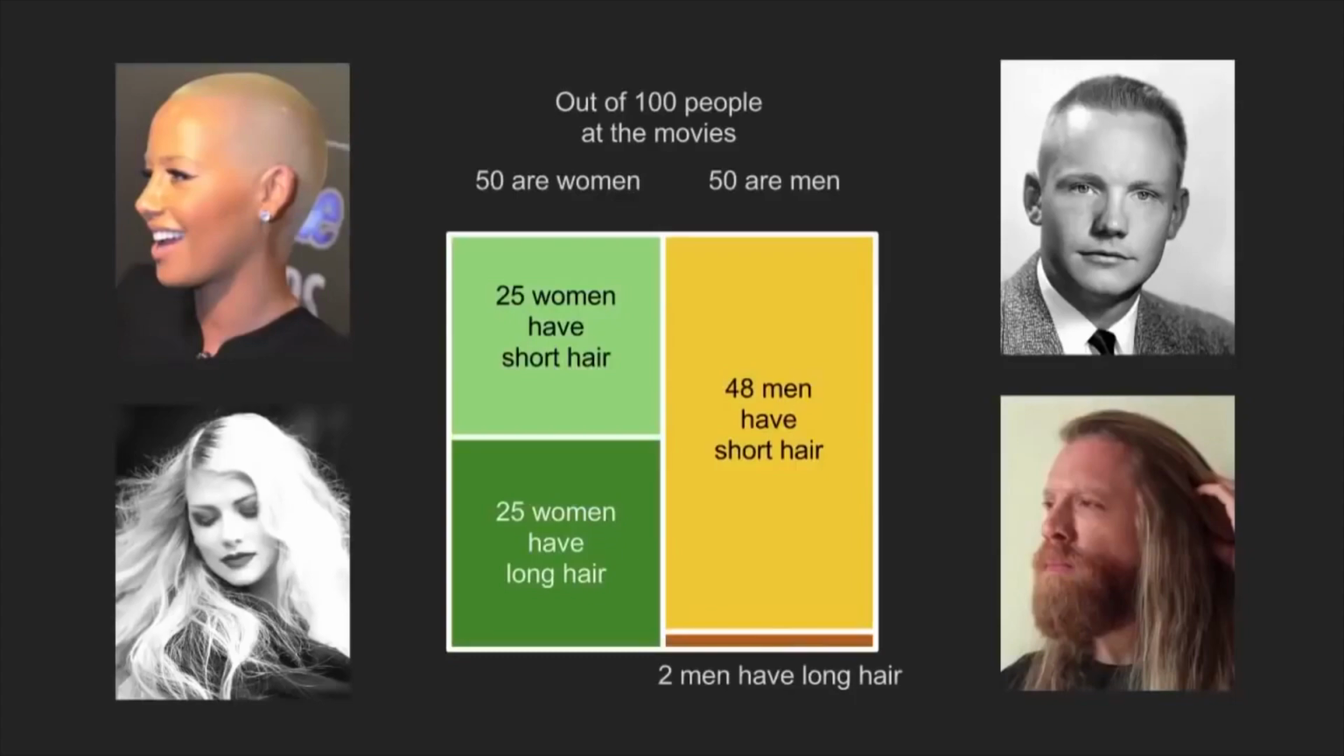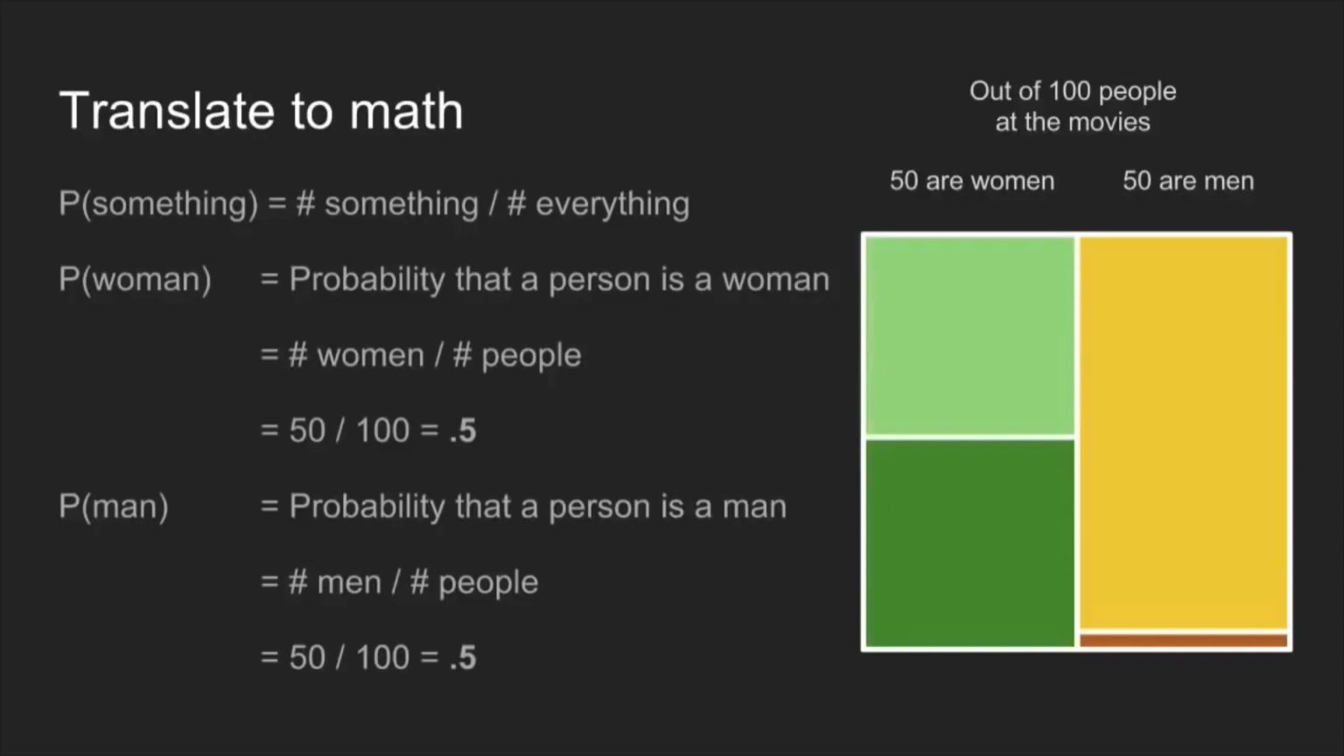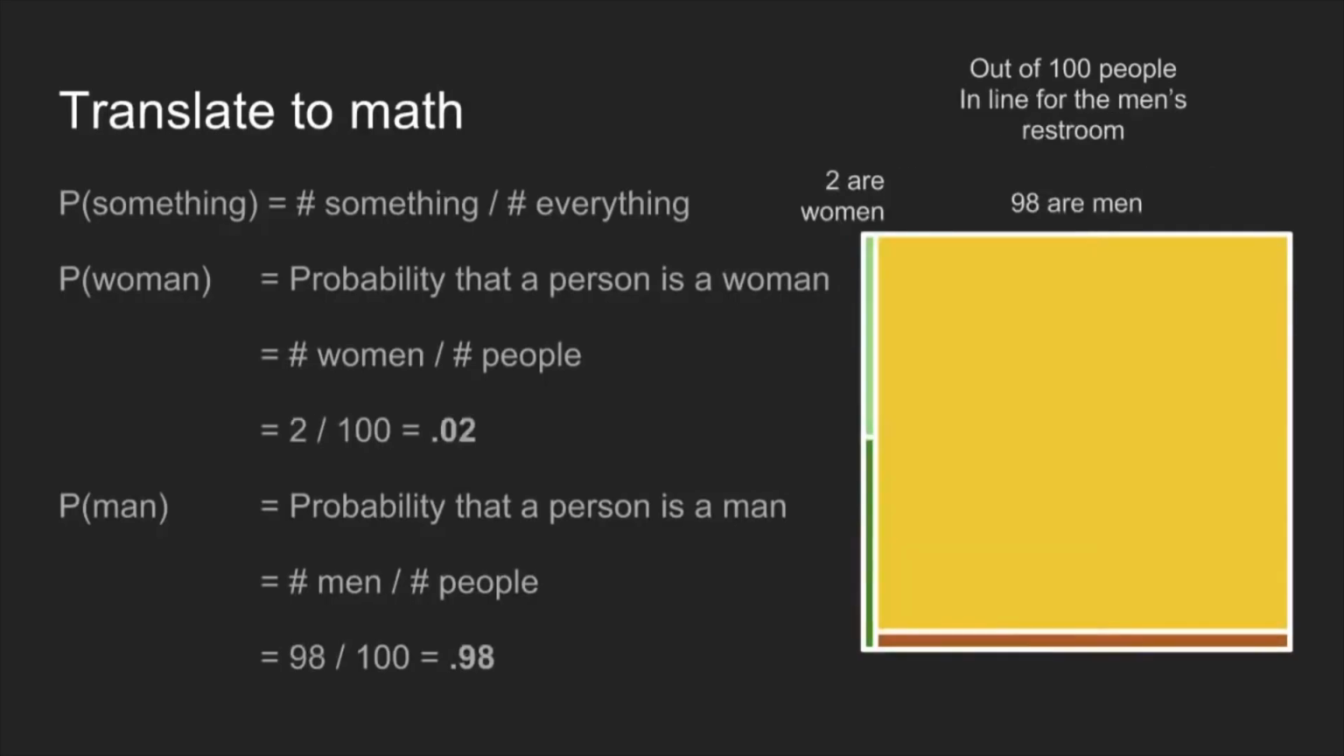So to draw this a little differently, out of 100 people at the movies overall, we'll make this assumption explicit that 50 of them are women, 50 of them are men, so this is how the different categories break down. In the line for the men's restroom then, they break down a little differently. So to translate this to math, the probability that a person is a woman is the total number of women divided by the total number of people, 50%. Similarly for men. Moving to the men's restroom line, the probability that someone is a woman is 2%, 98% for men.